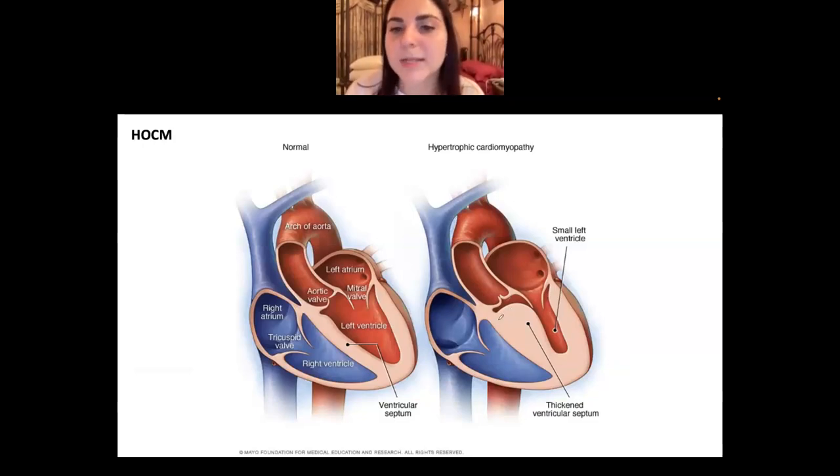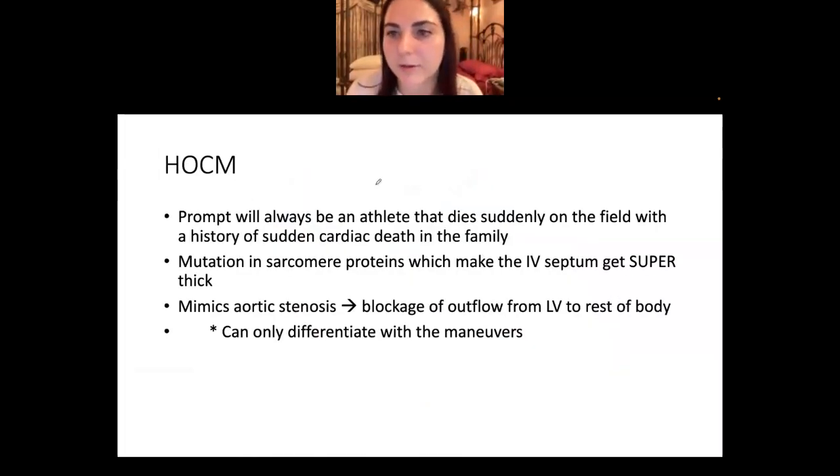So remember with HOCM, it's a genetic defect. There's an issue with a gene in these people. It can't just happen to anyone. There's a literal issue with the gene in the IV septum, and it just causes a very thick IV septum. Before it was called hypertrophic cardiomyopathy, it used to be called hypertrophic subaortic stenosis, I think. I forget. But it basically looks like aortic stenosis, like the left ventricle needs to push the septum out of the way so that it can go through the aortic valve.